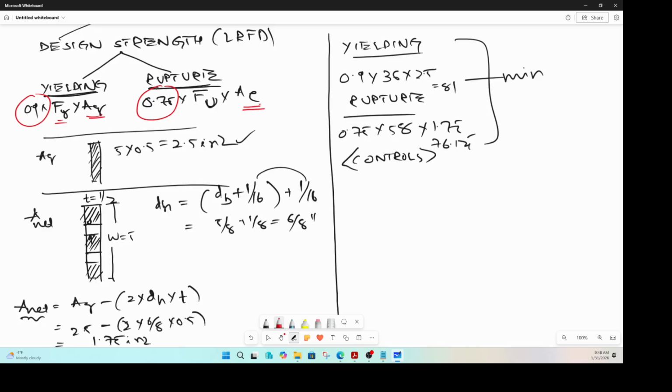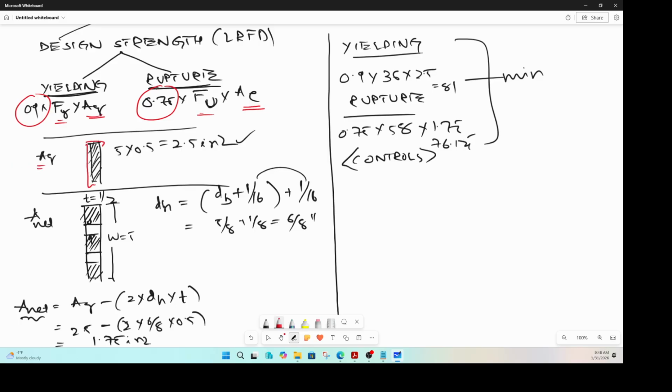And fortunately, our net area is equal to the effective area. That is because all the elements are connected, right? And you have your Fu as your rupture strength, 58 in this case. Okay, so how do you calculate AG?